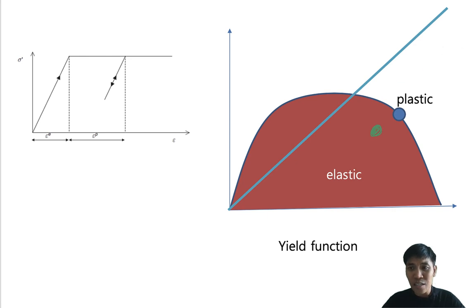And if I increase the stress, it moves something like this to touch the yield surface, and it becomes plastic. If the yield function is not moving, just fixed, that means when the stress reaches this one, it becomes perfectly plastic, like this. And when I unload, it becomes elastic again.